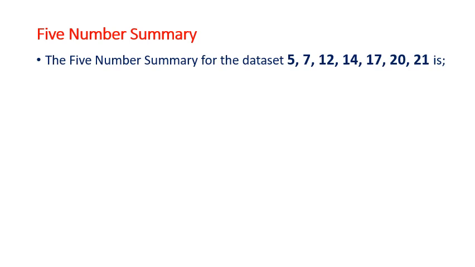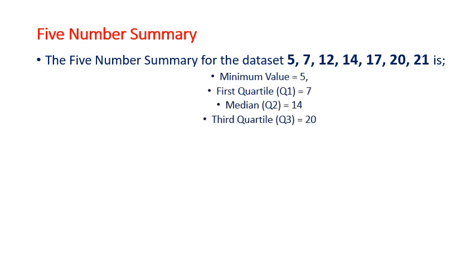Okay, so now we're going to have a look at the first of two examples. So the first one on this slide, let's have a look. We've been asked to find the 5-number summary of these 7 pieces of data in this data set: 5, 7, 12, 14, 17, 20, and 21. Now, I'm just going to lay them all out here.